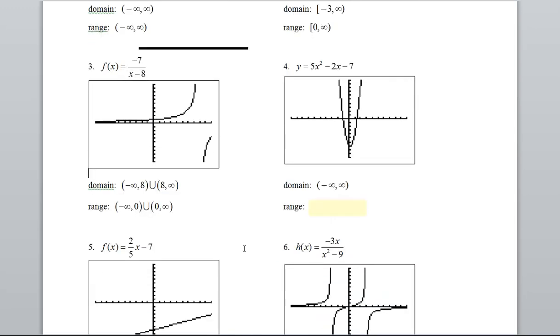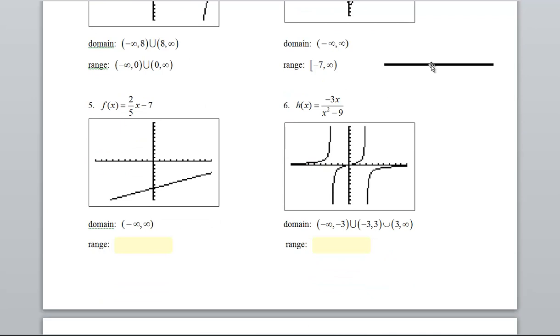Okay, let me get my little horizontal scanner. As I come up, it looks like I hit at negative 7, right in there. So it is a usable value, and I scan on up, exiting positive infinity. So my range should be a bracket negative 7 to infinity. A couple more scans and we're done.